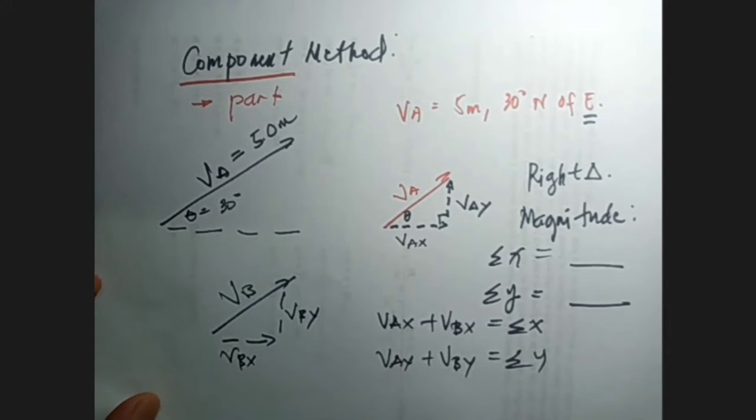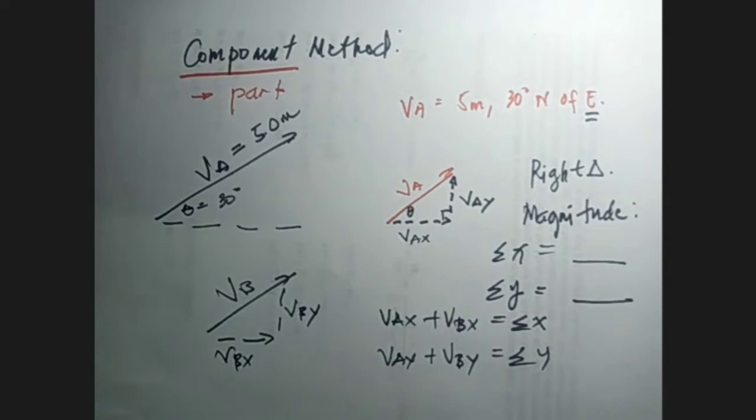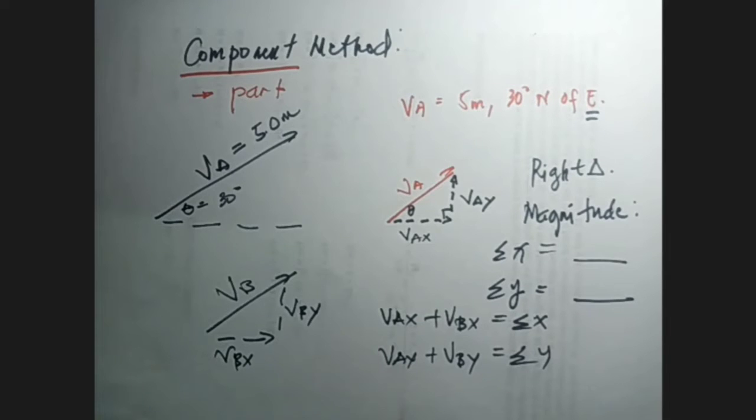In that case, makakabuo tayo ng tinatawag nilang components ng dalawang vectors, suppose that vector A and vector B. And then we'll be using the Pythagorean theorem since there is an involvement of what we call a right triangle.